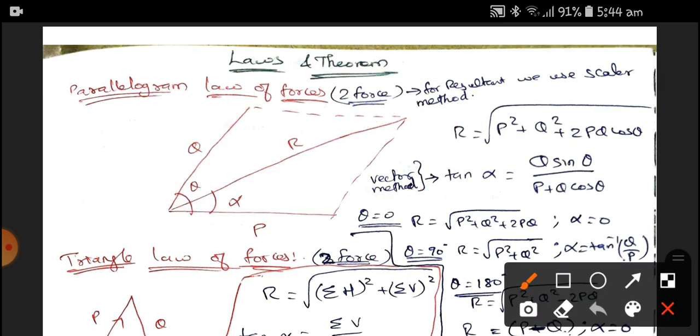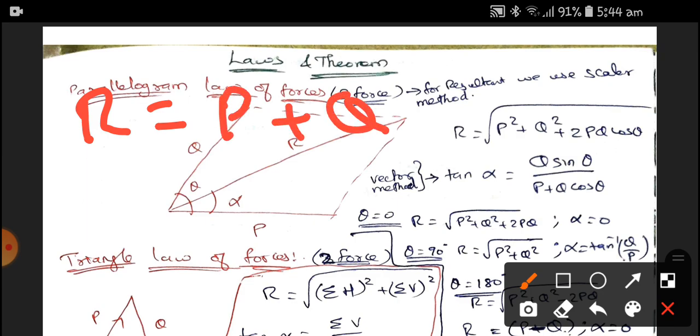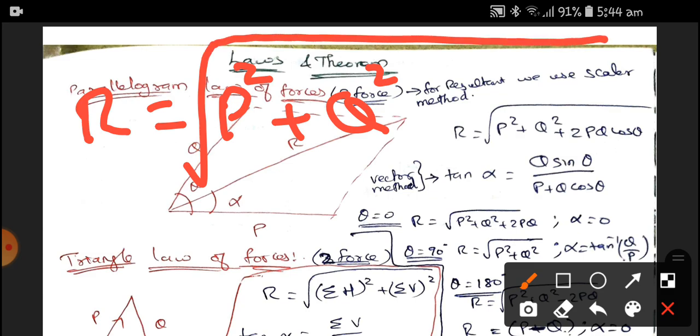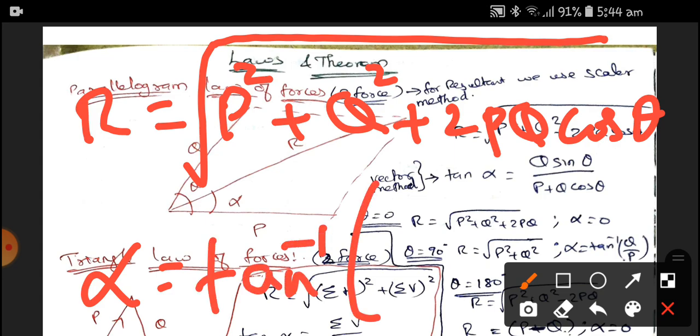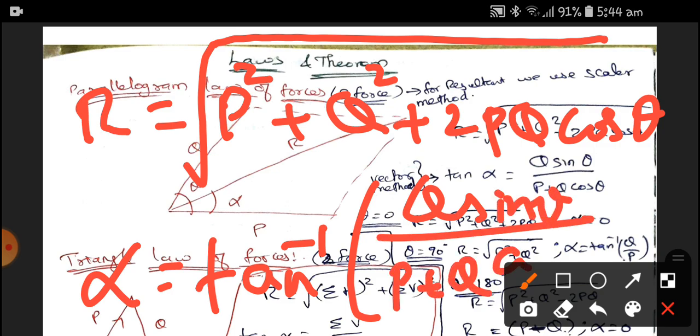Here, the important thing is the resultant force. We know that P and Q are acting, therefore the resultant force becomes the square root of P square plus Q square plus 2PQ cos theta. This is the resultant formula, and the direction of the resultant is alpha, which is equal to tan inverse of Q sin theta divided by P plus Q cos theta. So this is the formula for finding the resultant and its angle in the parallelogram law of forces.